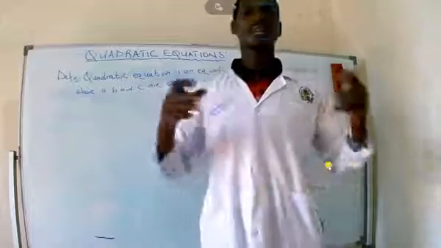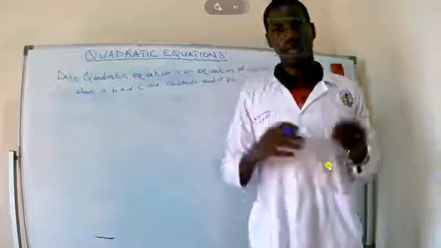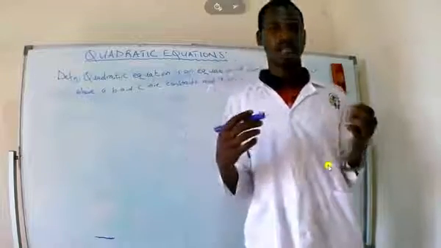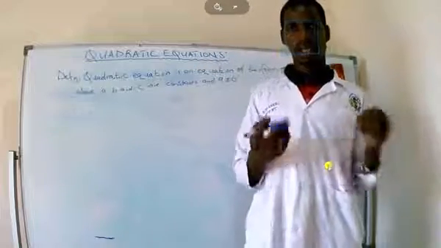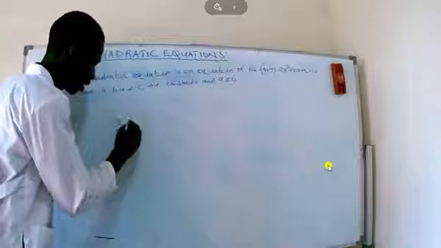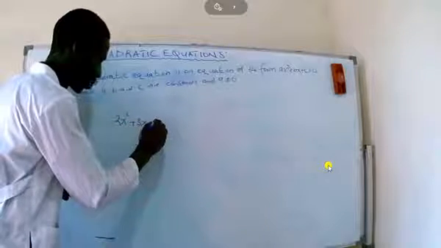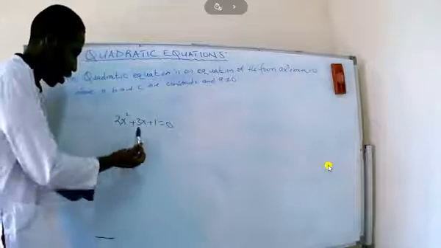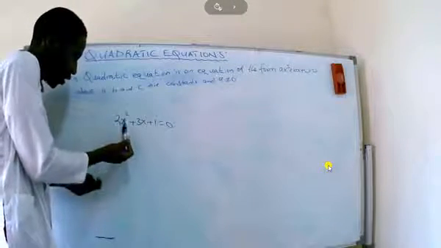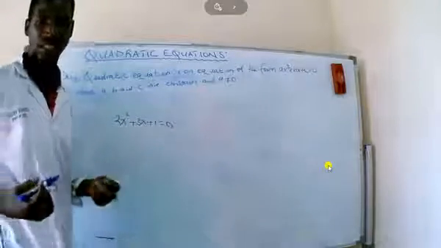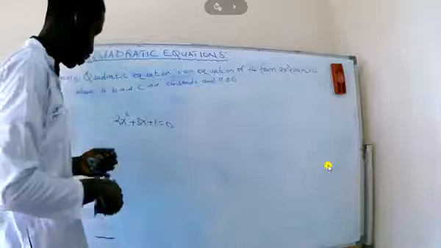In other words, when we talk about a quadratic equation, we mean an equation of degree 2, where the highest power of x is 2. Let's look at some examples. For example, 2x squared plus 3x plus 1 equals 0. Here the highest power of x is 2, so such an equation qualifies to be a quadratic equation.